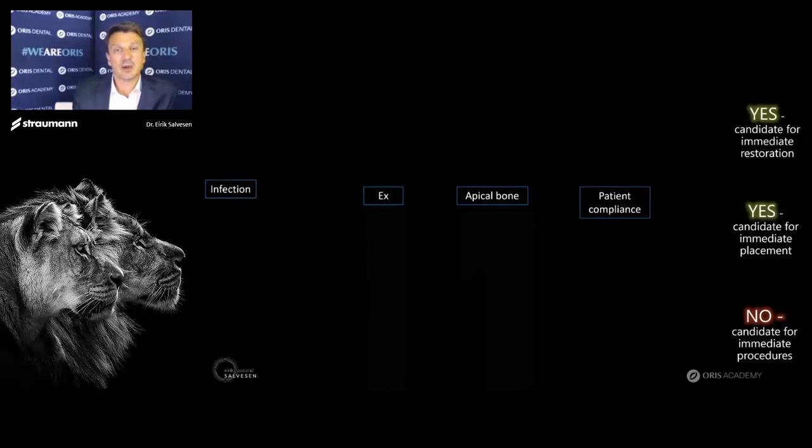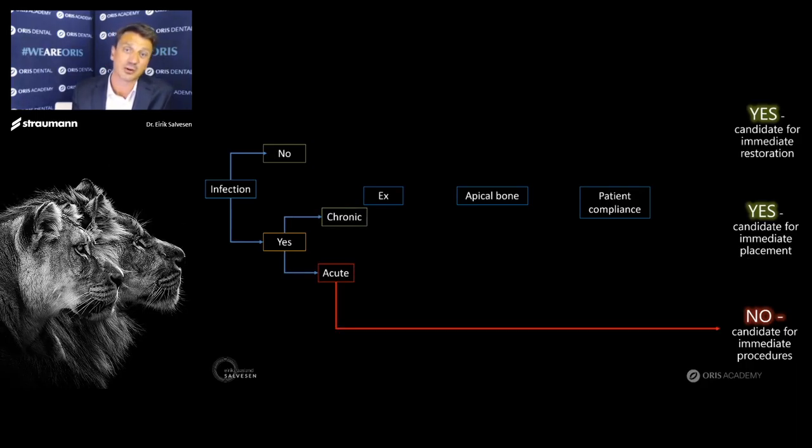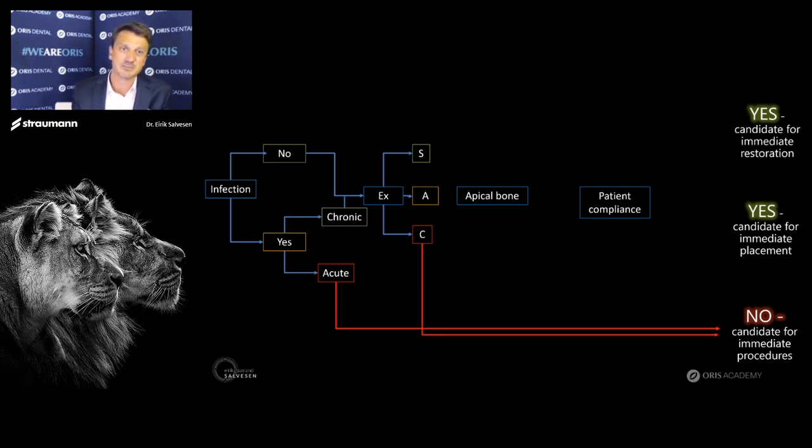So, trying to give you a decision tree on when to do what. Infection is one of them. Is it a yes or no? Is it chronic or is it acute? If it's acute infection, do not go for immediate procedures. That is my recommendation to you. Is it chronic or no infection? Can you do an extraction carefully, like straightforward, or a little bit advanced, like splitting some? Is it so complex that you need to remove a lot of bone to remove the roots? Then don't go for immediate treatments.